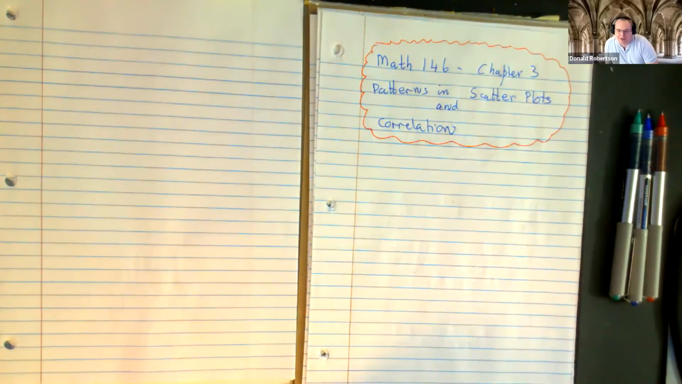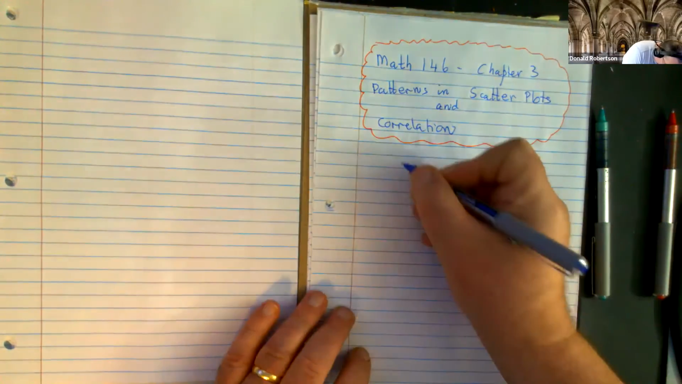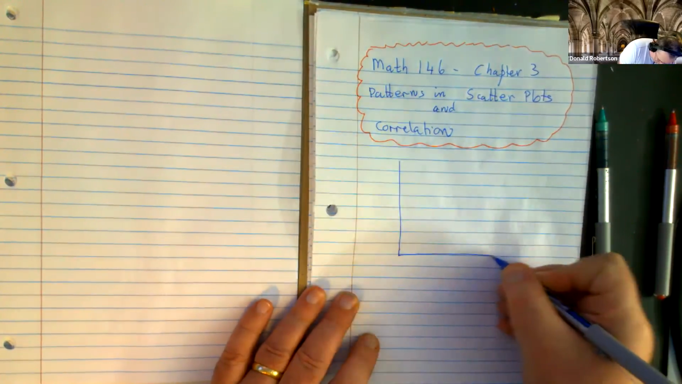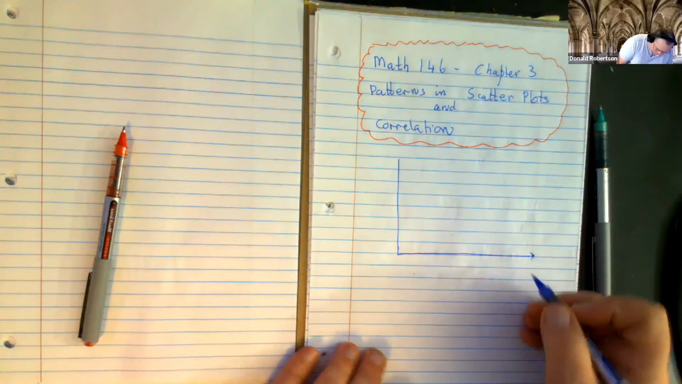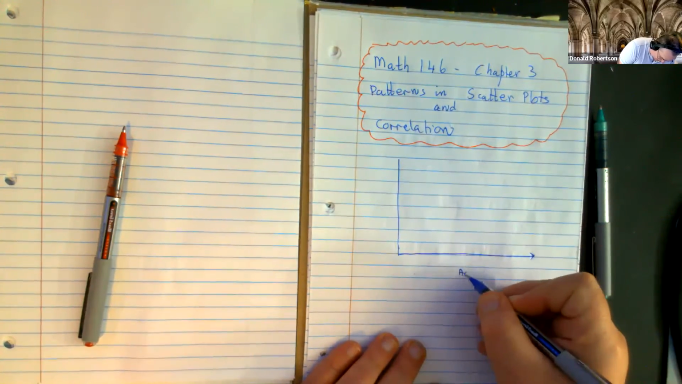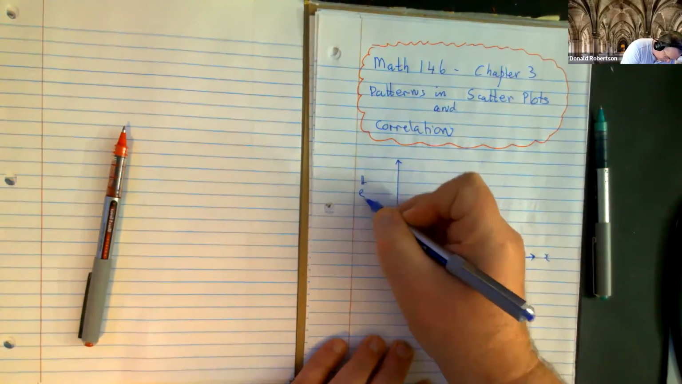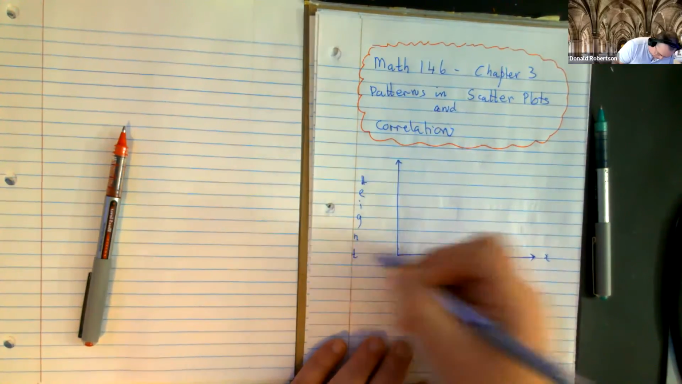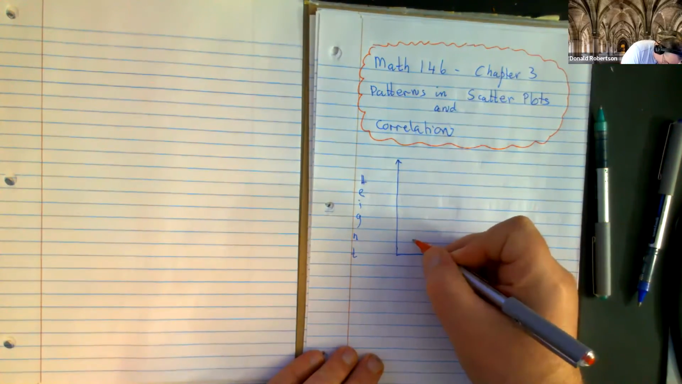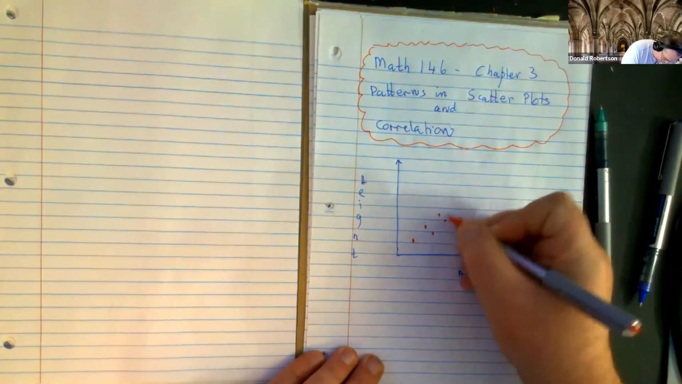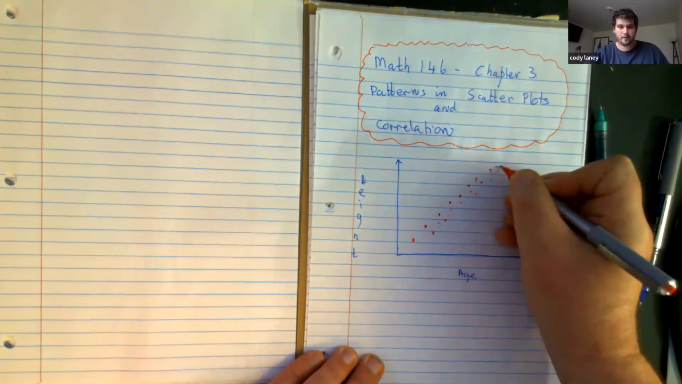Let's look at chapter 3, patterns in scatter plots and correlation, and give you a quick recap of one of the situations. Suppose we had age along the bottom again. I like time, it's a good variable to have, and vertically we'll do height. This happens to be the age and the height of some trees, at least in the data I'm doing right now.